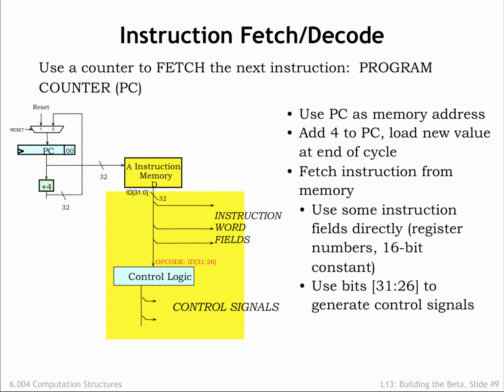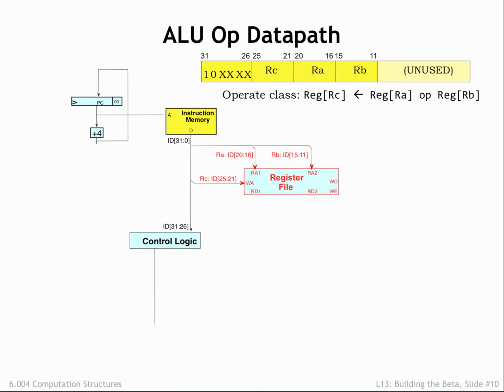Some of the instruction fields can be used directly as is. To determine the value for other control signals, we'll need some logic that computes their values from the bits of the opcode field. Now let's fill in the data path logic needed to execute ALU instructions with two register operands. The instruction bits for the 5-bit RA, RB, and RC fields can be connected directly to the appropriate address inputs of the register file. The RA and RB fields supply the addresses for the two read ports, and the RC field supplies the address for the write port.